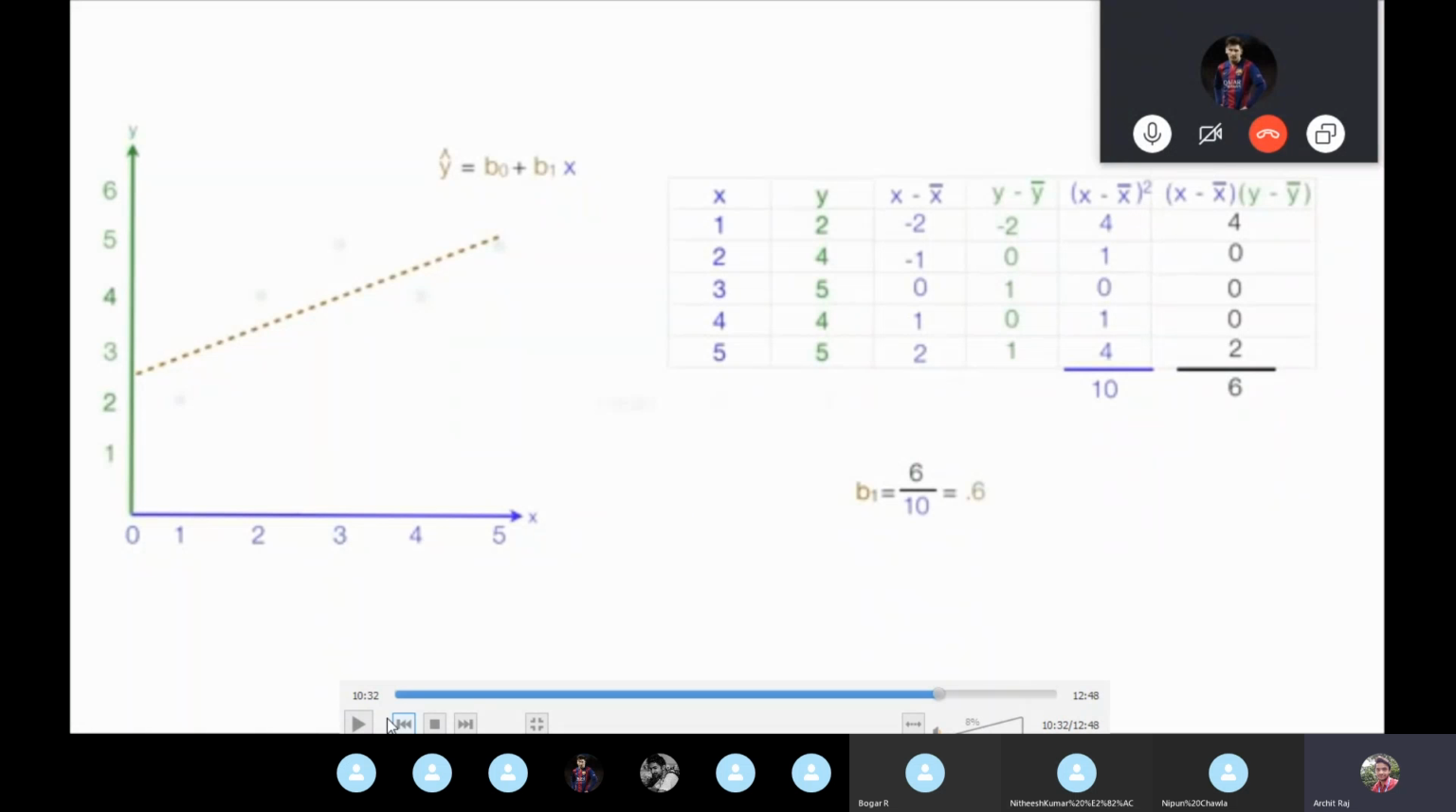We got a value of 0.6. So we got to know the value of b1 will be 0.6. So we got the slope of our line, which is 0.6. Simple. So how did we get exactly this particular point? With the formula of x minus x naught into y minus y naught divided by x minus x naught whole square. This is the formula.